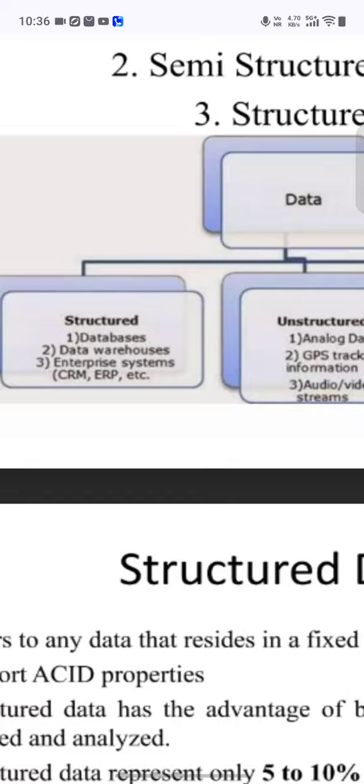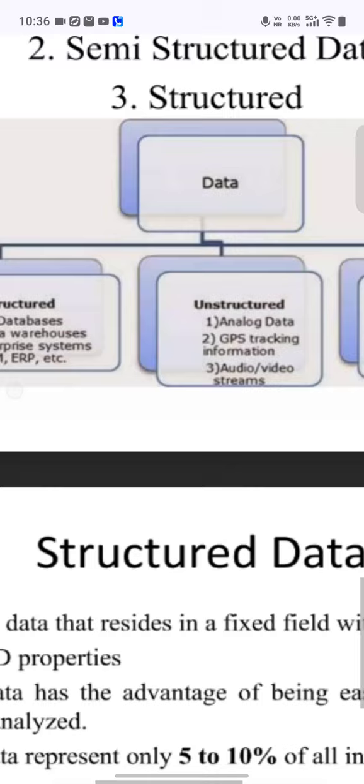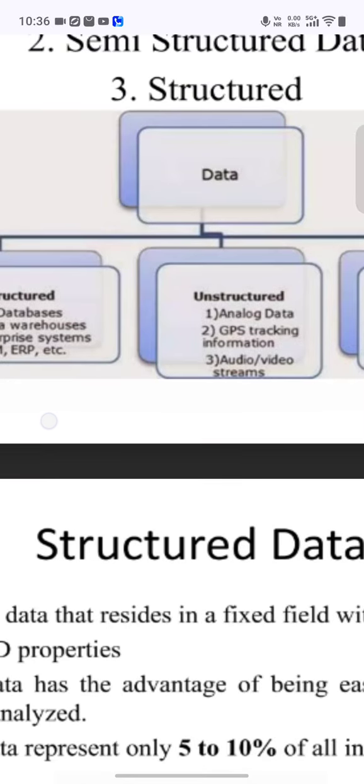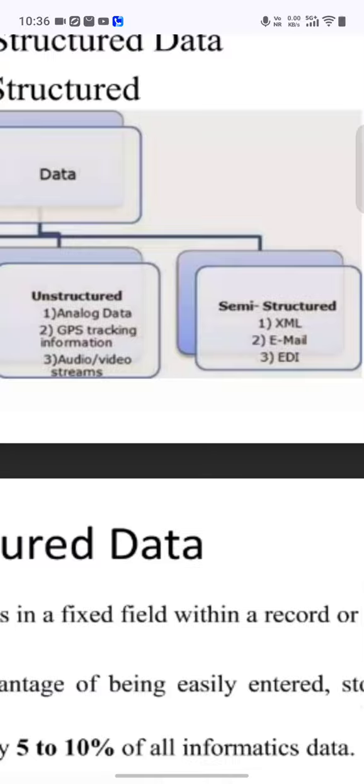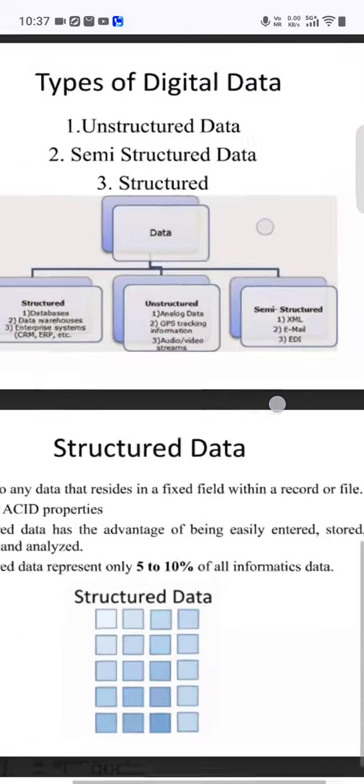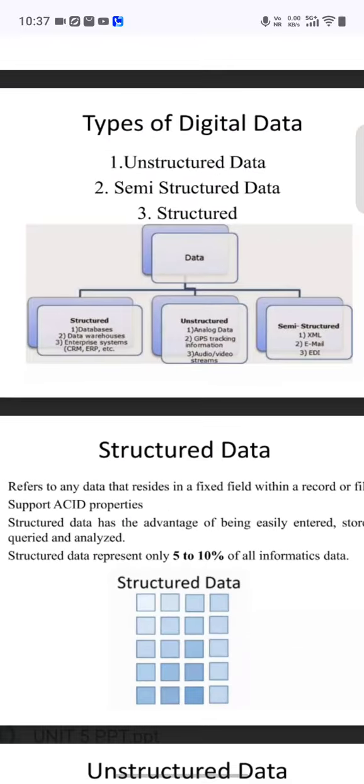First, we are going with structured data, where we have databases, data warehouses, enterprise systems, CRM, ERP, etc. These are all the basic ways we generally go in our traditional system, nothing but structured data. Coming to unstructured data, that is analog data, GPS tracking information, audio or video streams. This comes under unstructured data. Where we go with semi-structured, it comprises XML, email, EDI. These are the types of data that we see in our types of digital data.